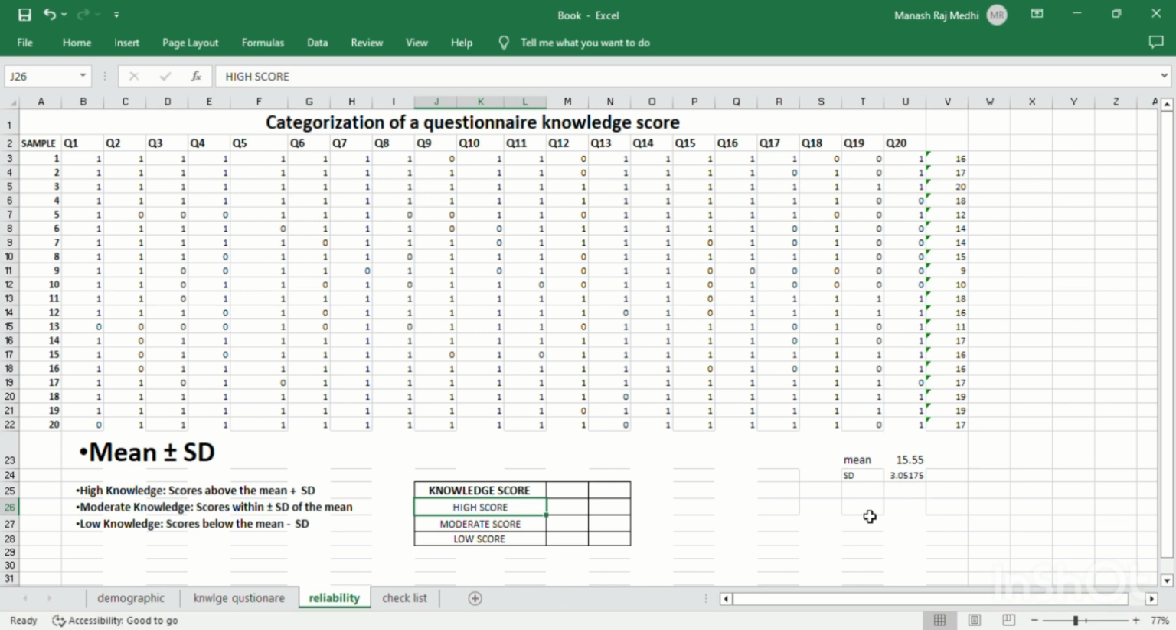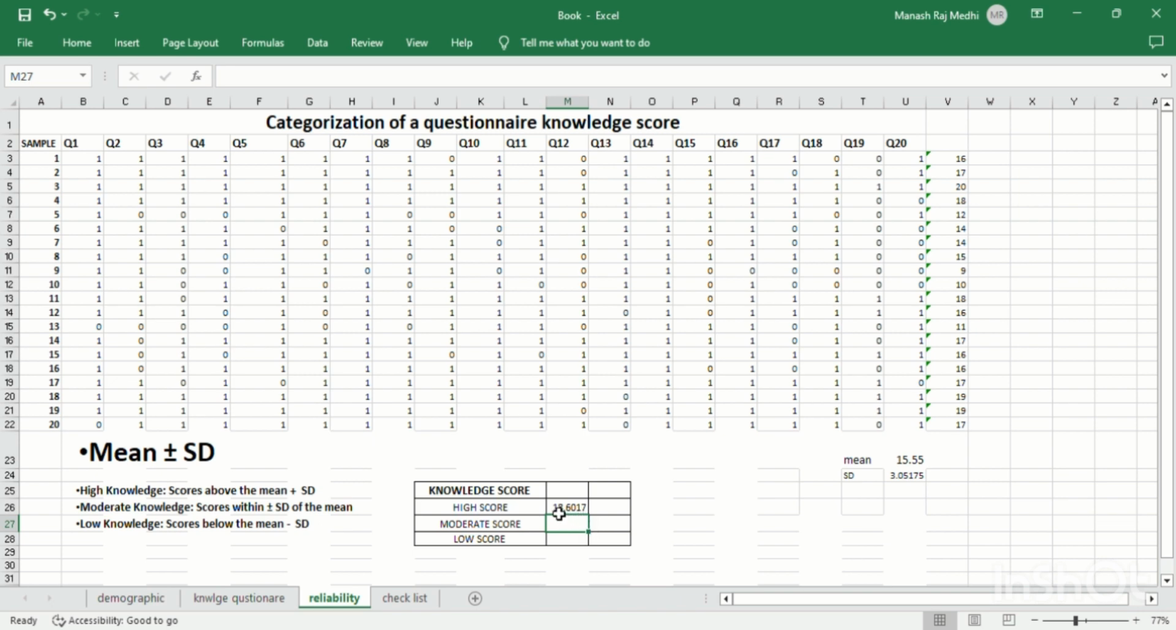So let's do that. Let's take this box. We have to add this SD and mean. So let's take the mean value first. Then you have to give plus, then we need SD, so click here on SD, then you click enter. So here we got 18.06, means almost 19.